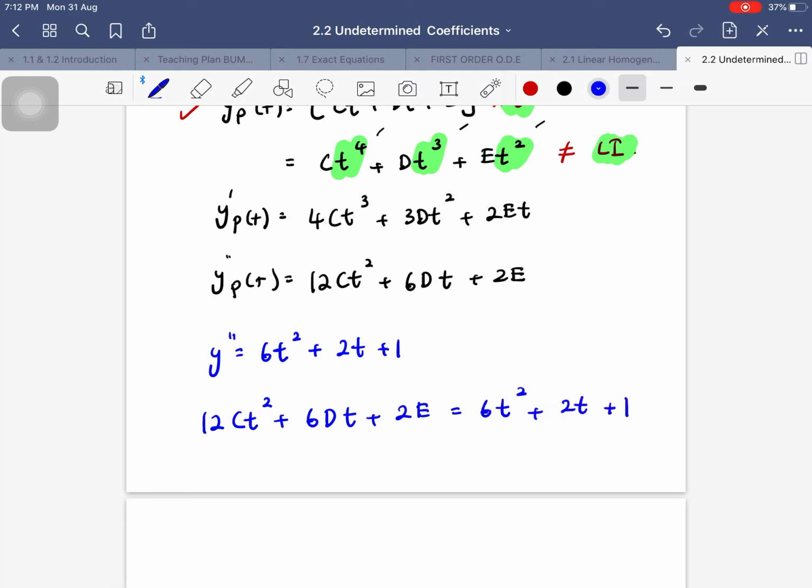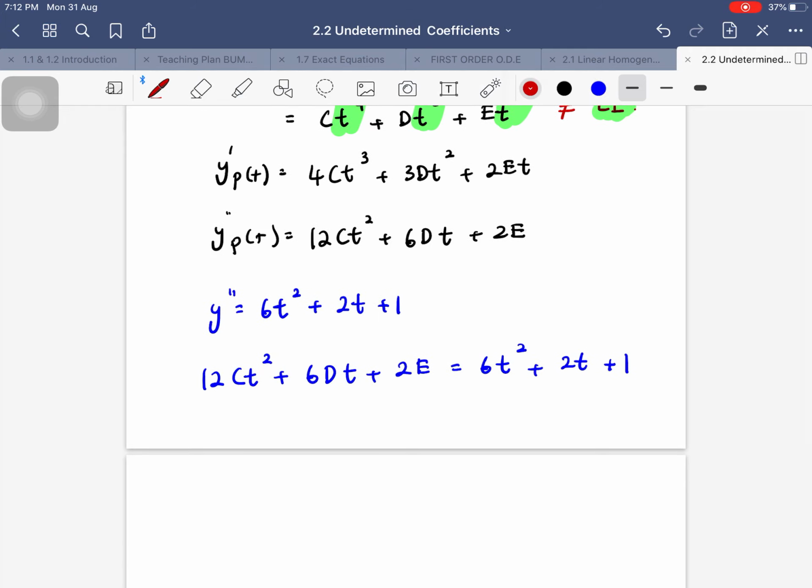This is going to be a super simple comparison. First, I'm going to start with comparing t to the power of 2, and on this side this is going to be the coefficient. So I'm going to write that 12c is going to equal 6. So my value of c is going to equal 6 over 12, which equals a half.